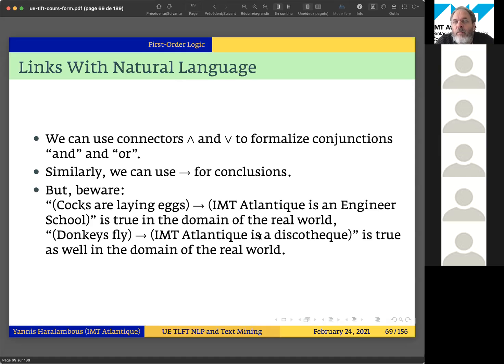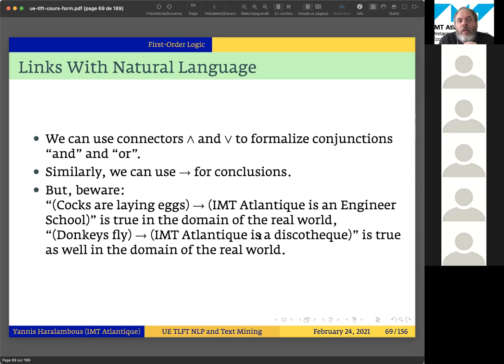So for example, if I say, I saw Michel and I greeted him, then this and is not simply a conjunction. It's not simply the fact that I saw is true, I greeted him is true, but there is also a temporal order. I first saw him and then greeted him. These are called implicatures. These are additional information we put into natural language that is not explicit.